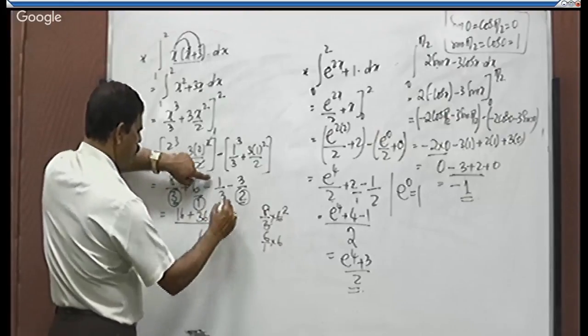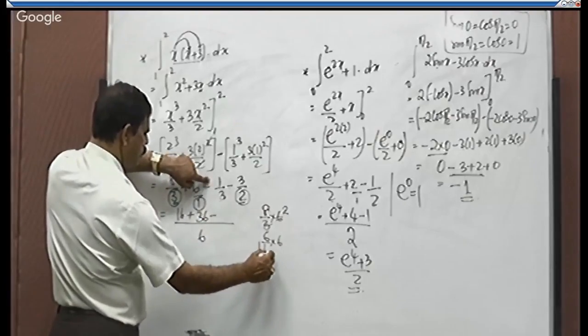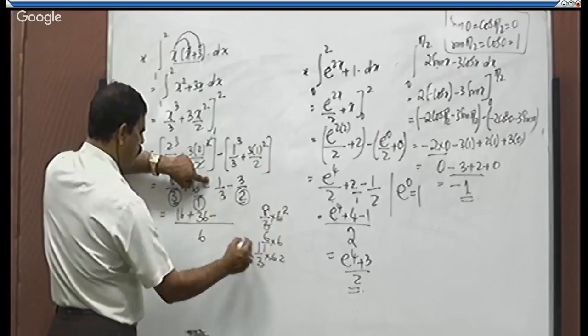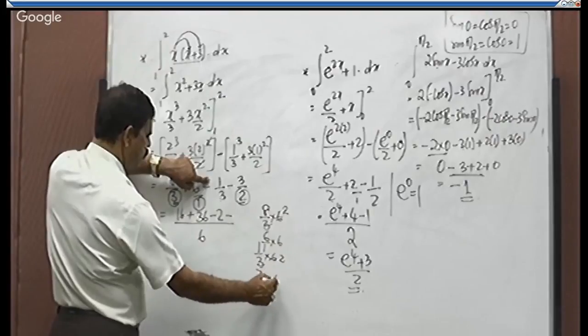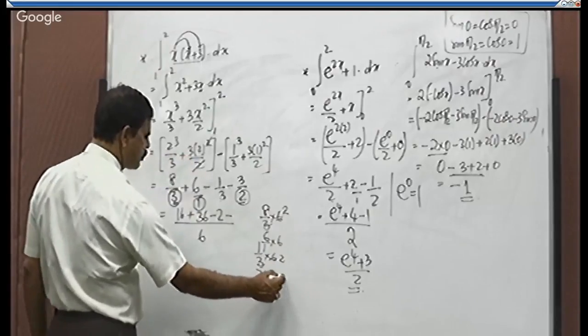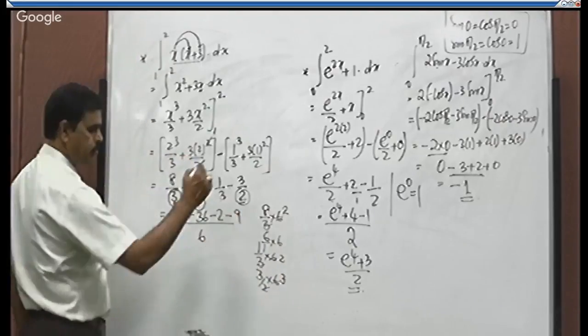Minus 1 by 3 into LCM. 3 1 the 3, 3 2 the 6, into 1 is 2. Minus 3 by 2 into LCM, 6. 2 1 the 2, 2 3 the 6, into 3, 9.